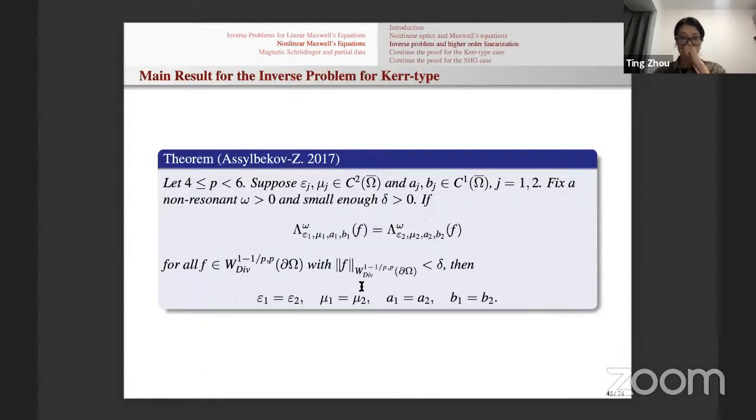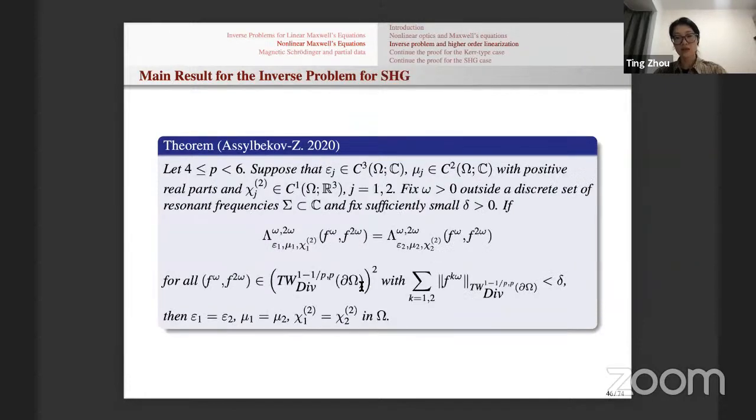Okay, the next two slides will be just stating our result. This is a work with Yarnet and Silbekov. So this is for Kerr type, and this is for the second harmonic generation. Essentially saying that if we have identical boundary admittance maps for both cases, then we have unique determination of the corresponding linear parameters and the nonlinear parameters.